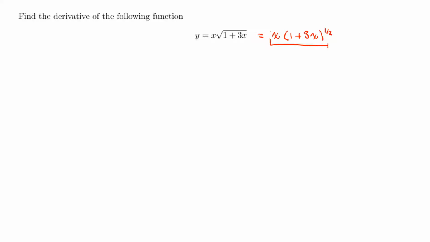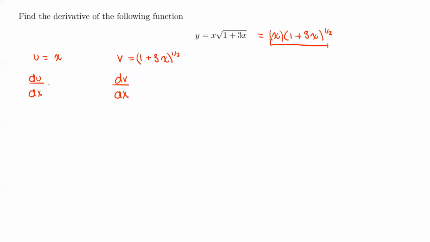Now, looking at this question here, guys, doesn't it kind of make sense to say that we have two functions being multiplied by each other? We have an x multiplying the 1 plus 3x to the power of a half. And whenever we have two functions multiplying each other, to find the derivative, we use the product rule. To find the product rule then, our first step is to write out our two functions, u and v. So u in this case is x, and v in this case is 1 plus 3x, all to the power of a half. Next step for the product rule is to find du/dx and dv/dx.